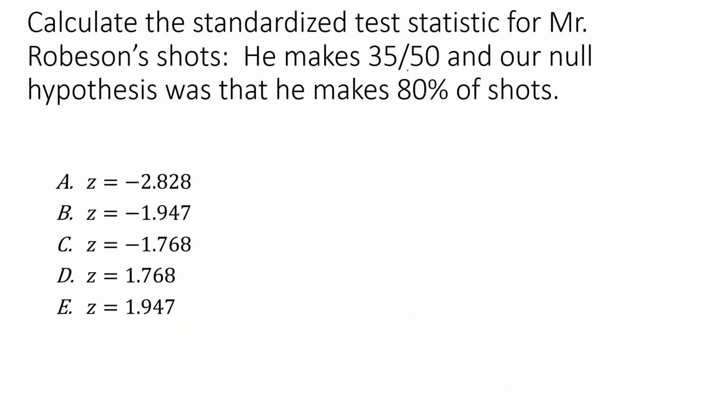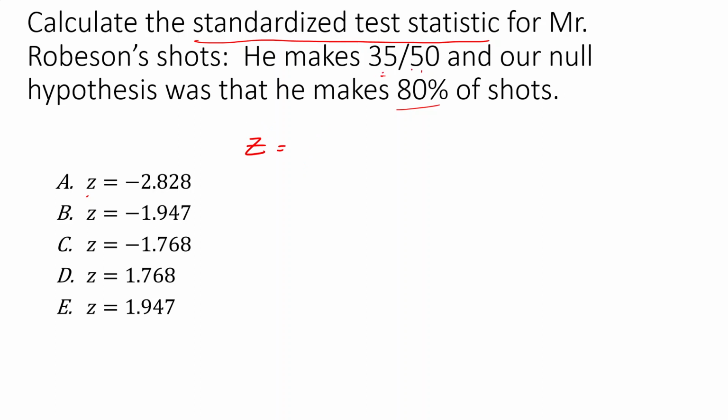All right, so he makes 35 out of 50, so I think I changed the number here, and our null hypothesis was that he makes 80% of his shots. What is the standardized test statistic? So what is the z-score going to be? If you want to pause it and do it on your own, go ahead. I'm going to start working it out now.